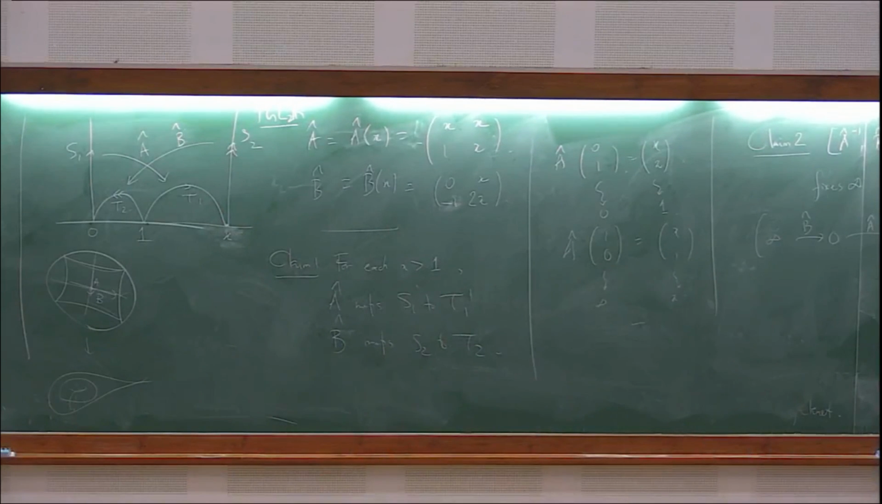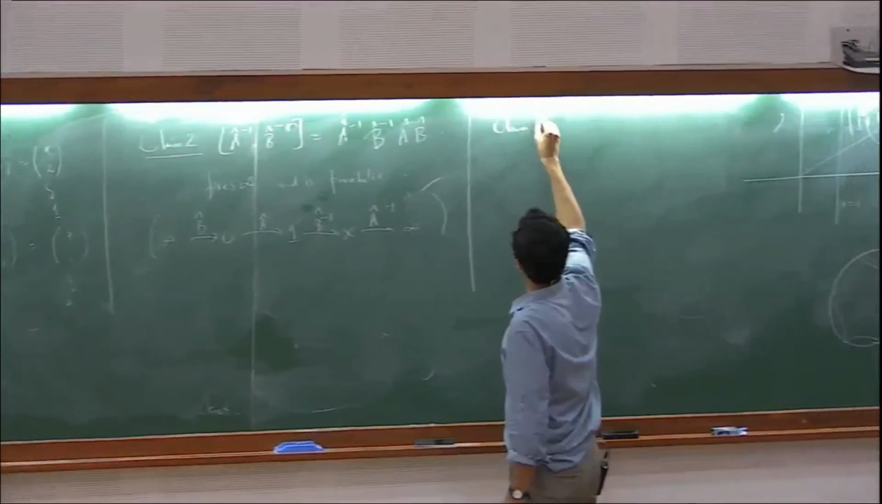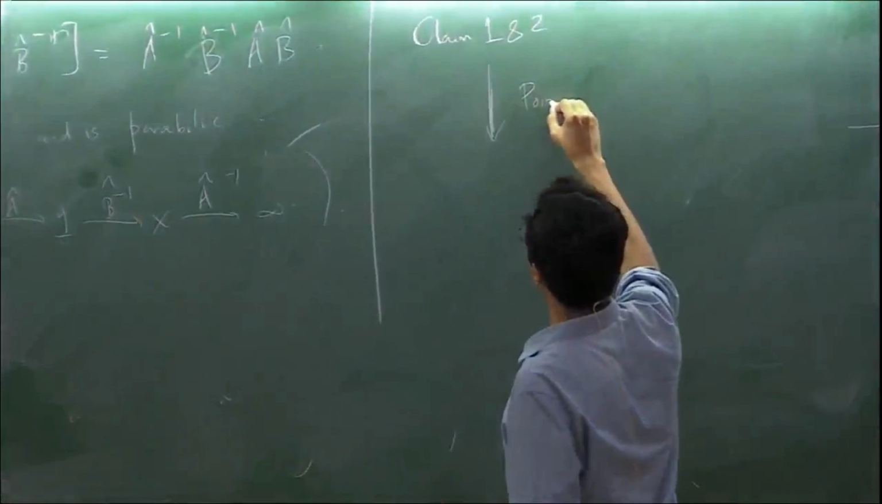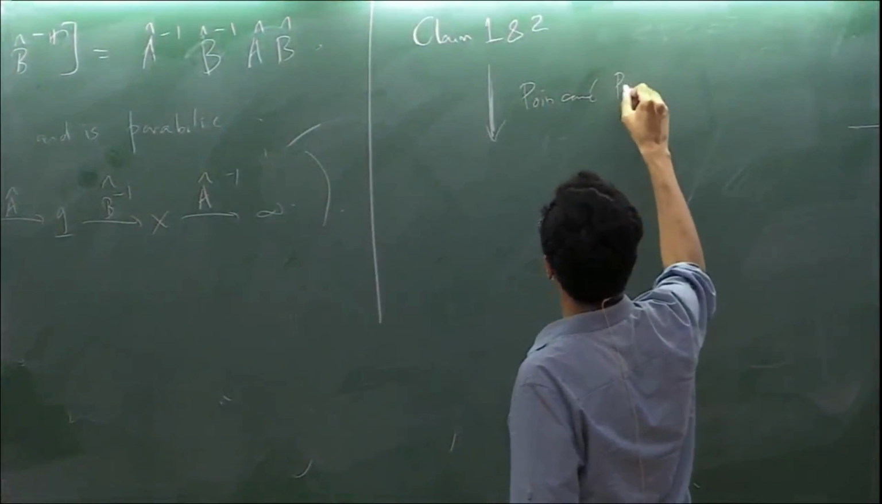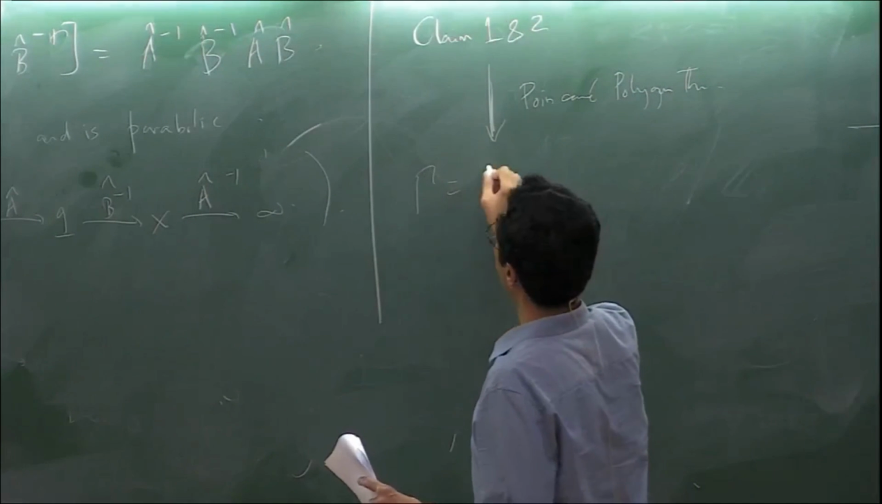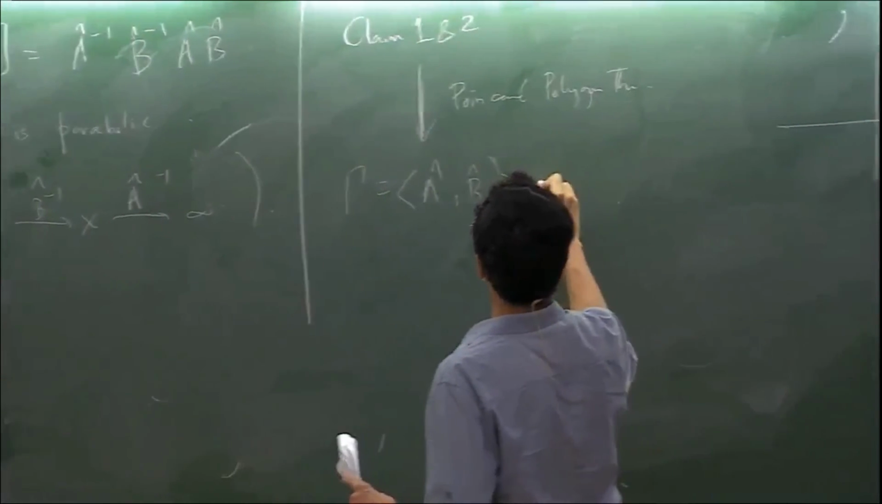Now, claims 1 and 2 imply the Poincaré polygon theorem, which I wrote down earlier, that the group gamma generated by A hat and B hat is a Fuchsian group.